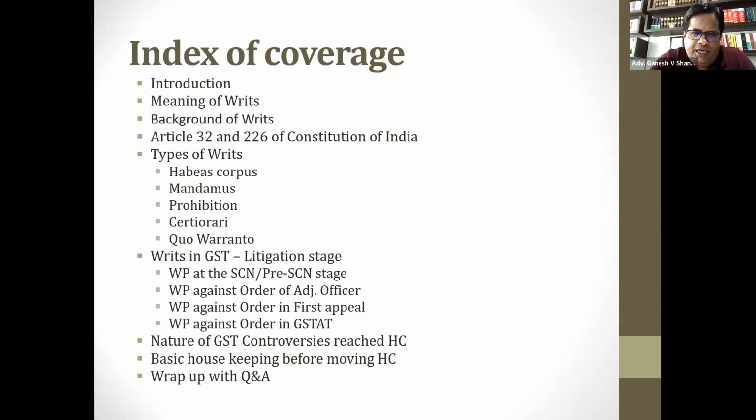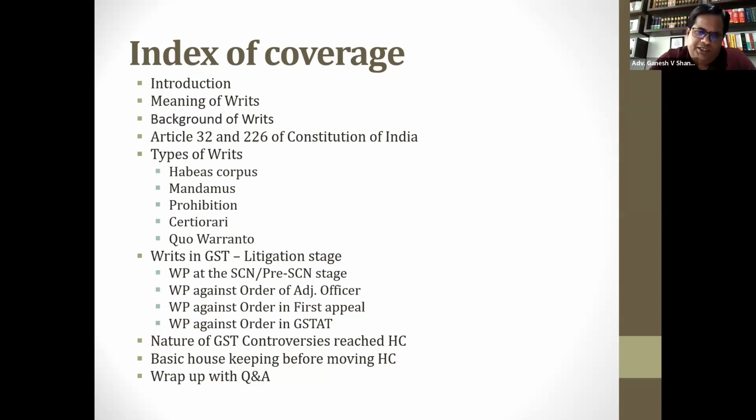When it comes to GST, we can go for writ remedies at various stages. It can be at the stage of show cause notice or pre-show cause notice, or after the issuance of the order in original, or after the first appellate authority issues the order, or against the GSTAT, which is yet to be operational. After this, I will try to cover the issues involved at each of these stages.